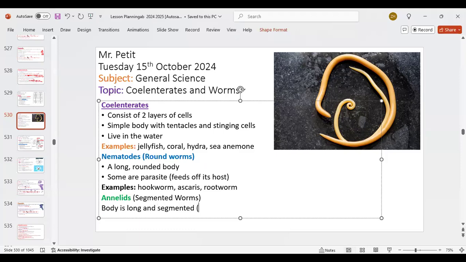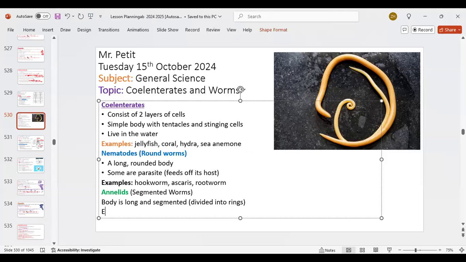When we say segmented, we mean it's divided into different parts or rings. Does millipede count? No. Millipedes are arthropods. They actually come under the category of myriapods. So it's an arthropod and it's actually a myriapod.